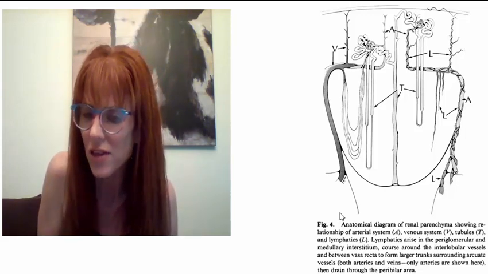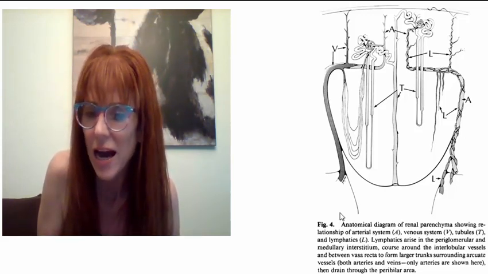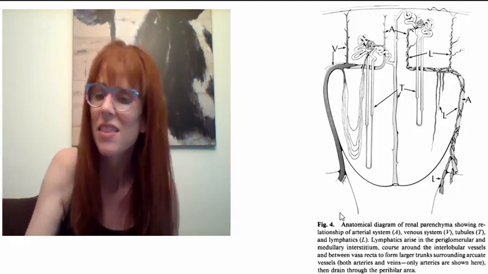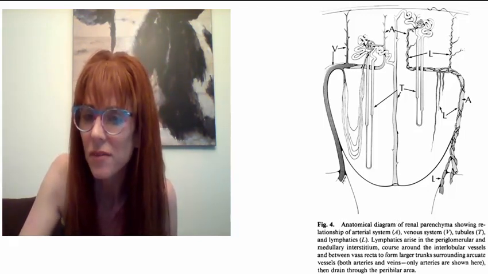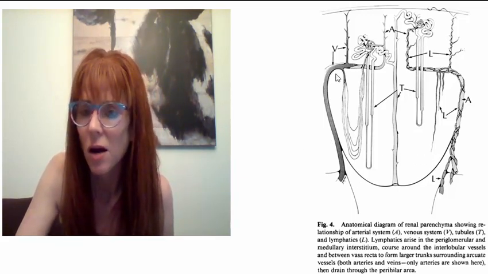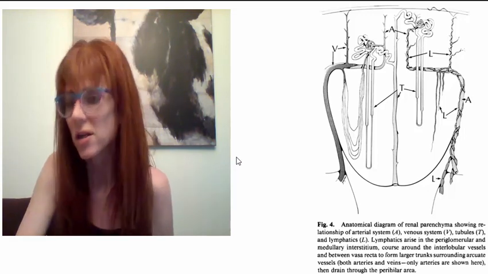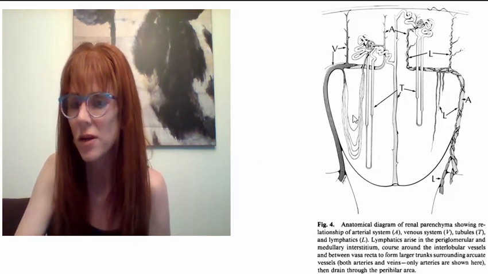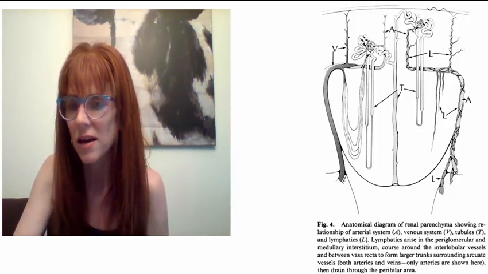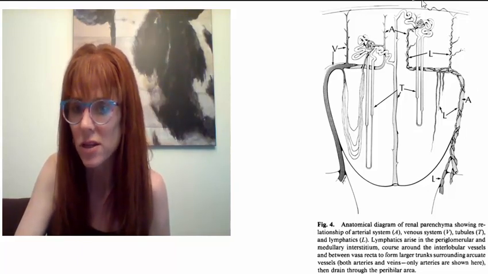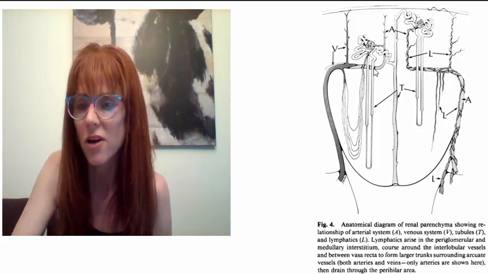And this is, I found this in a research article. I will link that research article in the description below. This is showing the blood supply. We can see V is vein and A is artery. It's showing parts of the nephron. So we have the renal tubules and the Bowman's capsule. Okay, so those are the components of the nephron.